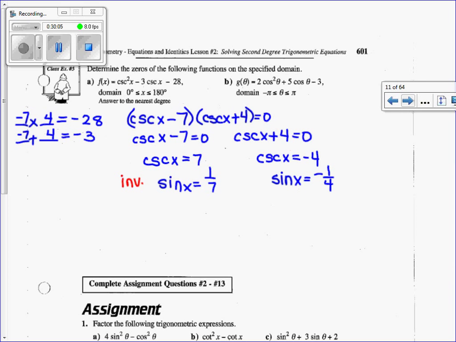Okay? Well, when you plug this into your calculator, or look, you can't really look on your unit circle because we don't have any values where sine x will be 1/7. So you'll have to plug it into your calculator to figure it out. So you'll do sine inverse of 1/7, and that gives you an angle that is 8 degrees. Okay, that's your reference angle.